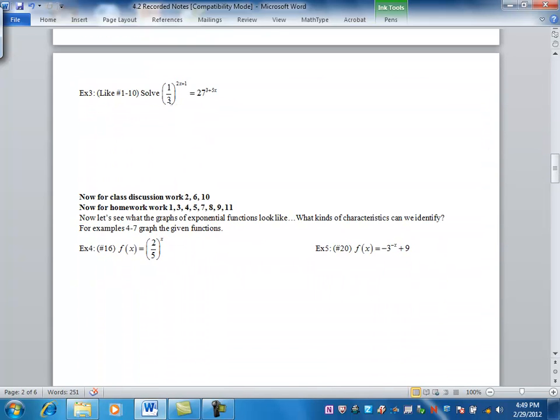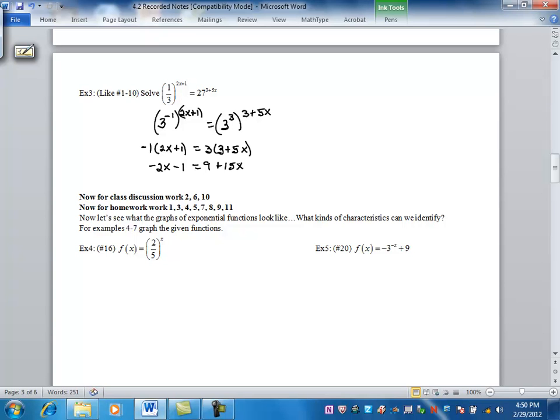And we'll pull the same little trick here. We'll write these at the same base. So 1/3 is actually 3 to the negative 1, raised to the 2x plus 1. And 27 is 3 cubed, raised to the 3 plus 5x. And so our bases are the same. We'll set our exponents equal to each other. And so we've got negative 2x minus 1 equals 9 plus 15x. And so let's see what we get here. 17x equals negative 10, or negative 10 over 17 equals x.